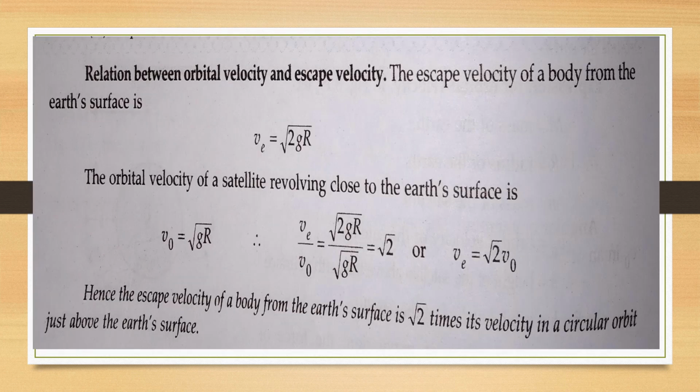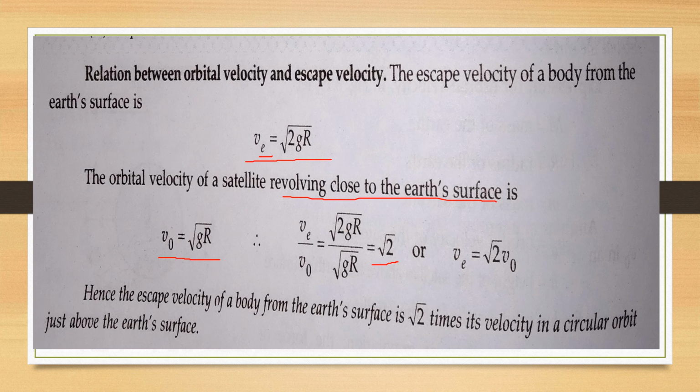Next topic is a relation between orbital velocity and escape velocity. We know that the escape velocity of a body from the Earth is given by the relation VE is equal to under root of 2gR. Here the subscript E signifies escape velocity, and the orbital velocity of the satellite revolving close to the Earth's surface is given by V naught is equal to under root of gR. Divide both the terms, and after this we get the answer, that is equal to under root 2.